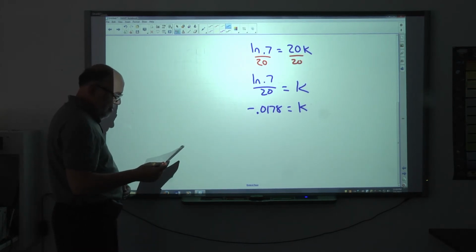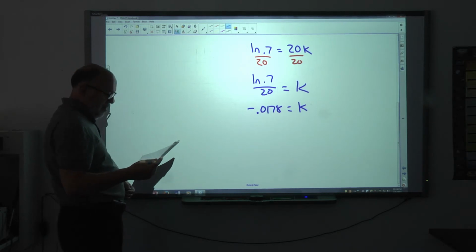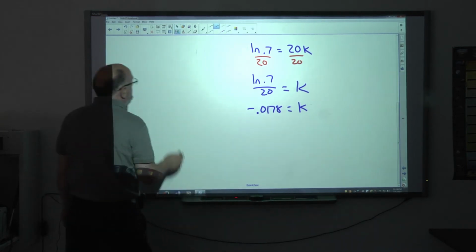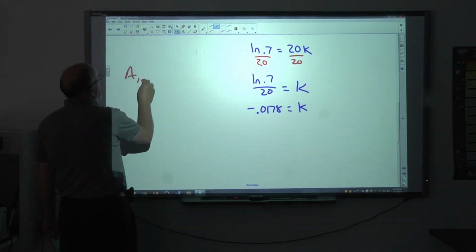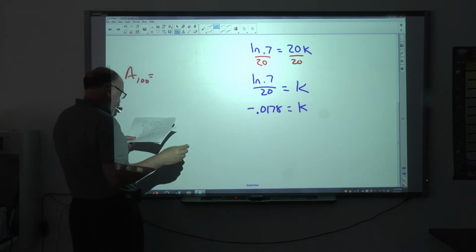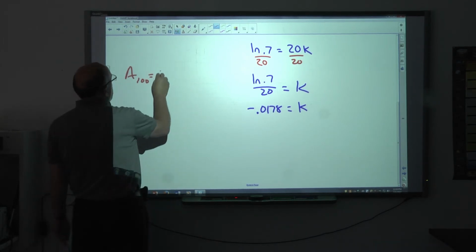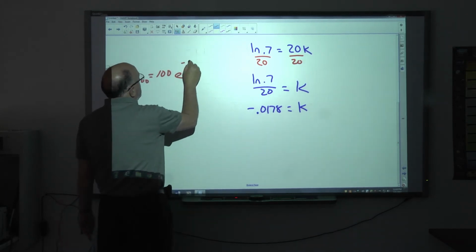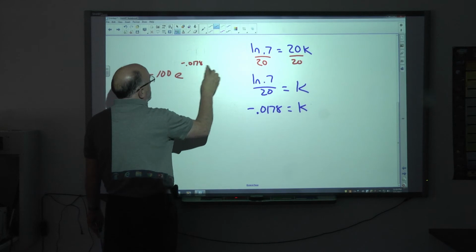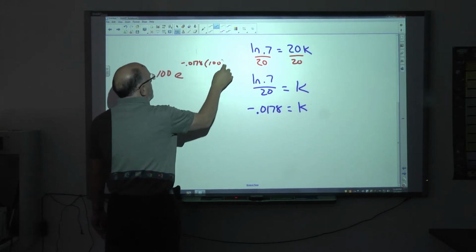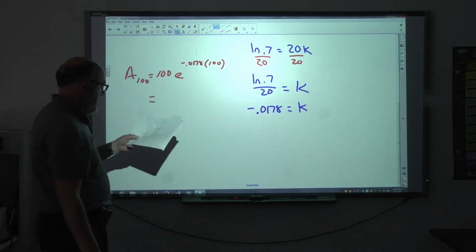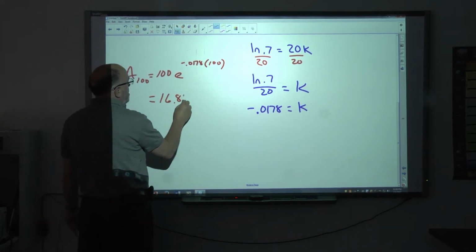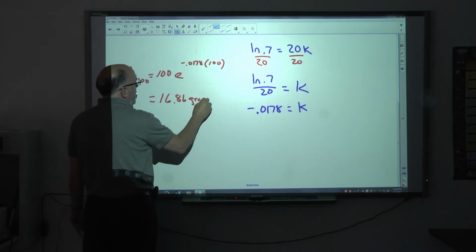Well, now that we know what k is, we can answer our question, which is how much will be left after the time frame. A sub 100 is going to equal our initial amount, which was 100, e to the negative 0.0178 times 100. And so it ends up after 100 hours, we would have 16.86 grams of stuff.